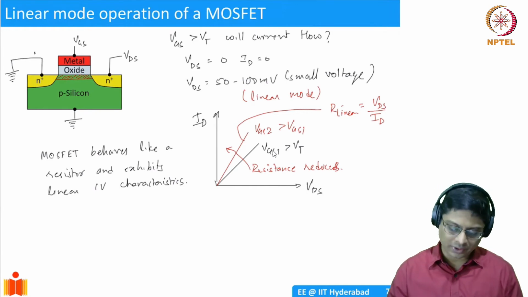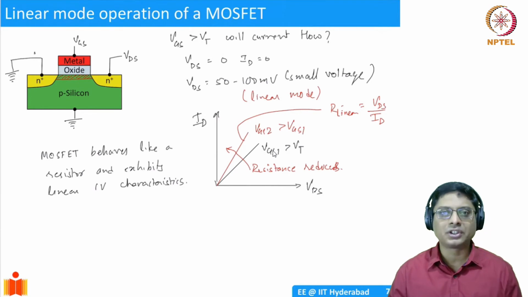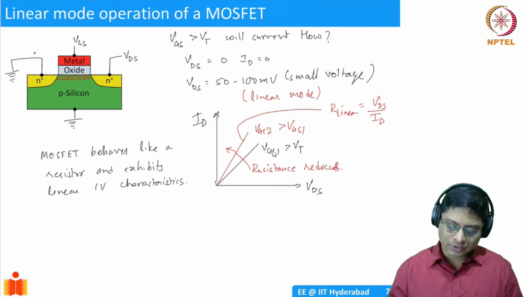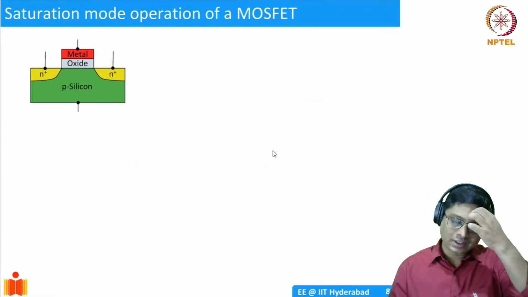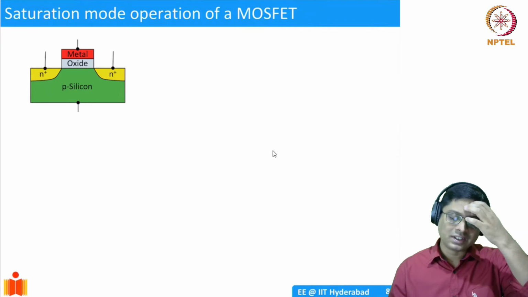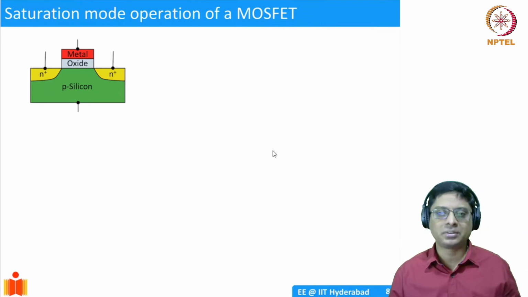Okay. All right, we did this. So now we are able to turn on the MOSFET. What happens if I increase my VDS still further? Okay. So if you do that, VDS is large, then we enter what is known as saturation mode of a MOSFET.